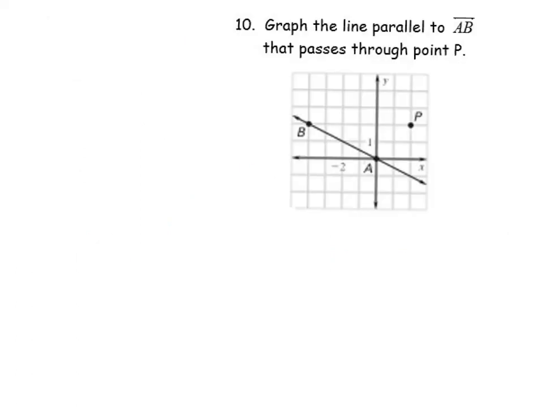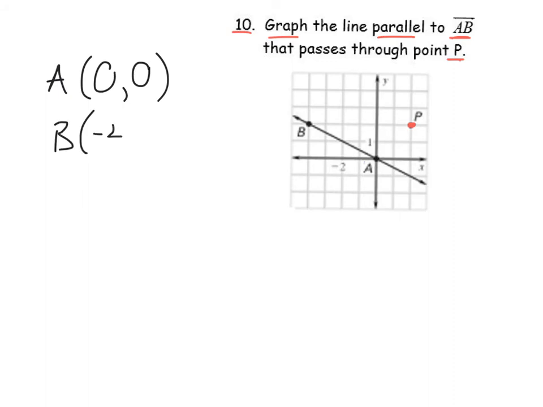Now moving on to number 10. So what they want me to do is graph a line that's parallel to line AB, and it's got to go through point P. So first thing, let's think about what do I know about line AB here? Okay, well, what I can figure out are the coordinates. So we'll start off with A at 0, 0, and B is at, looks to be negative 4, positive 2.